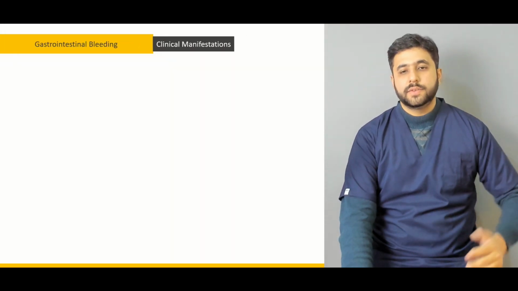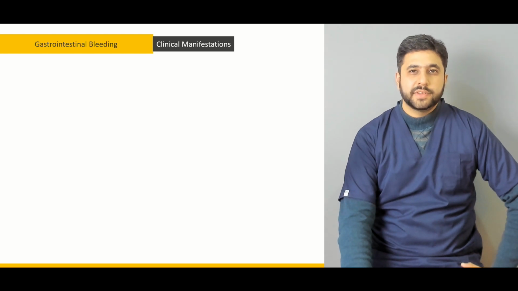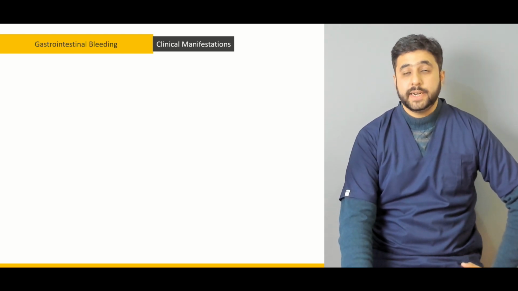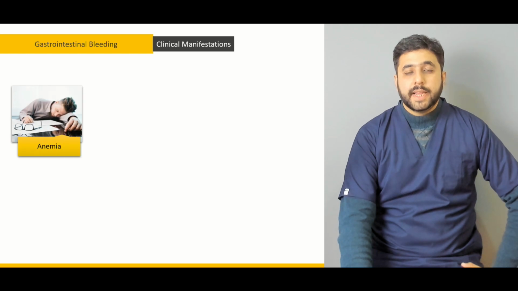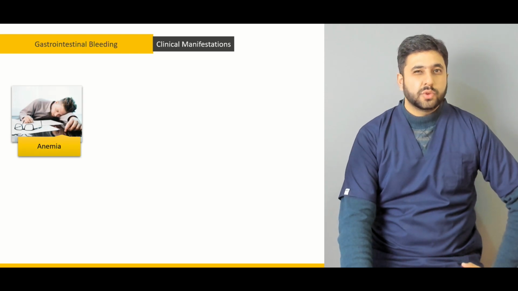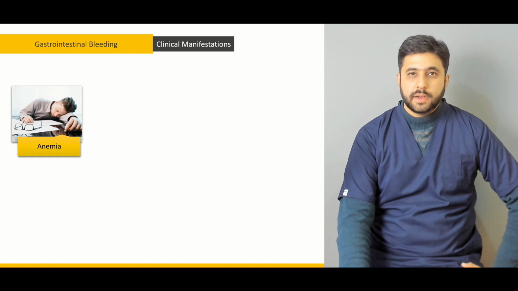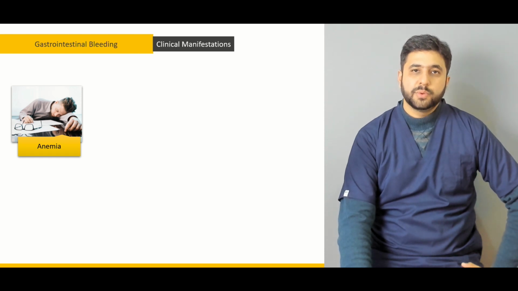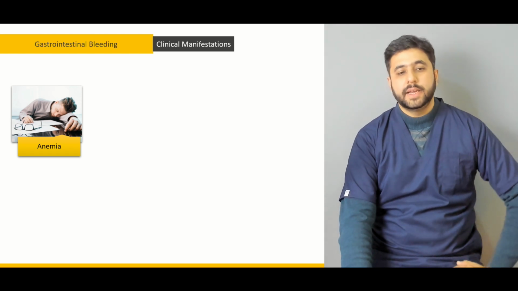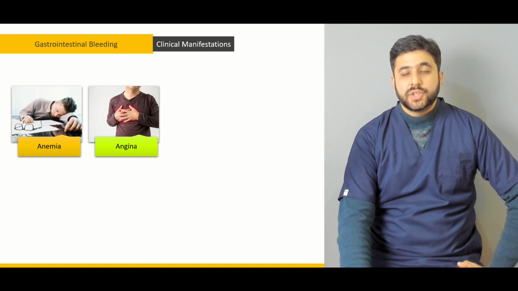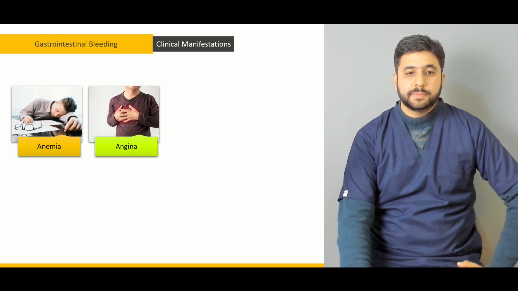Now, let's look at the various clinical manifestations that a patient with GI bleed can present with. In case of occult bleeding, where there is no visible bleeding, the patient generally presents with symptoms of hypovolemia, or loss of volume. These may be anemia, as you know, and angina. The patient can present with chest pain.